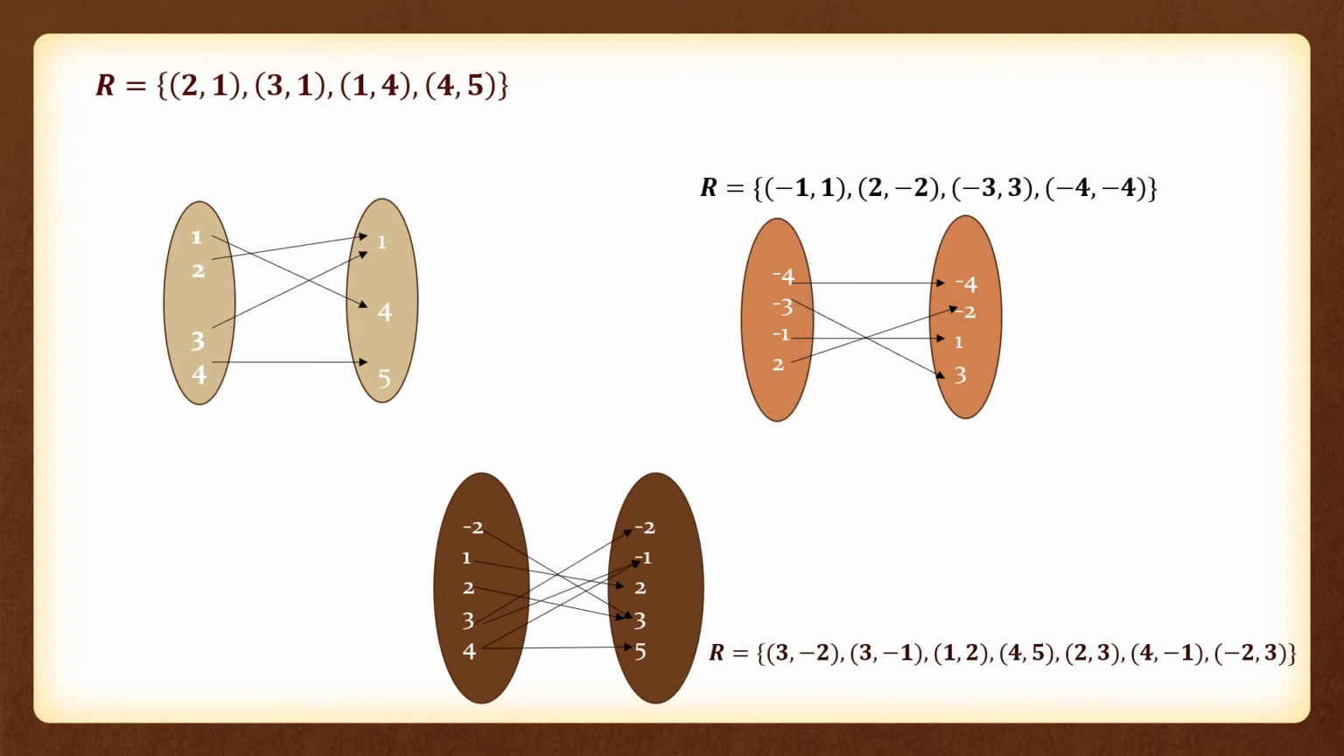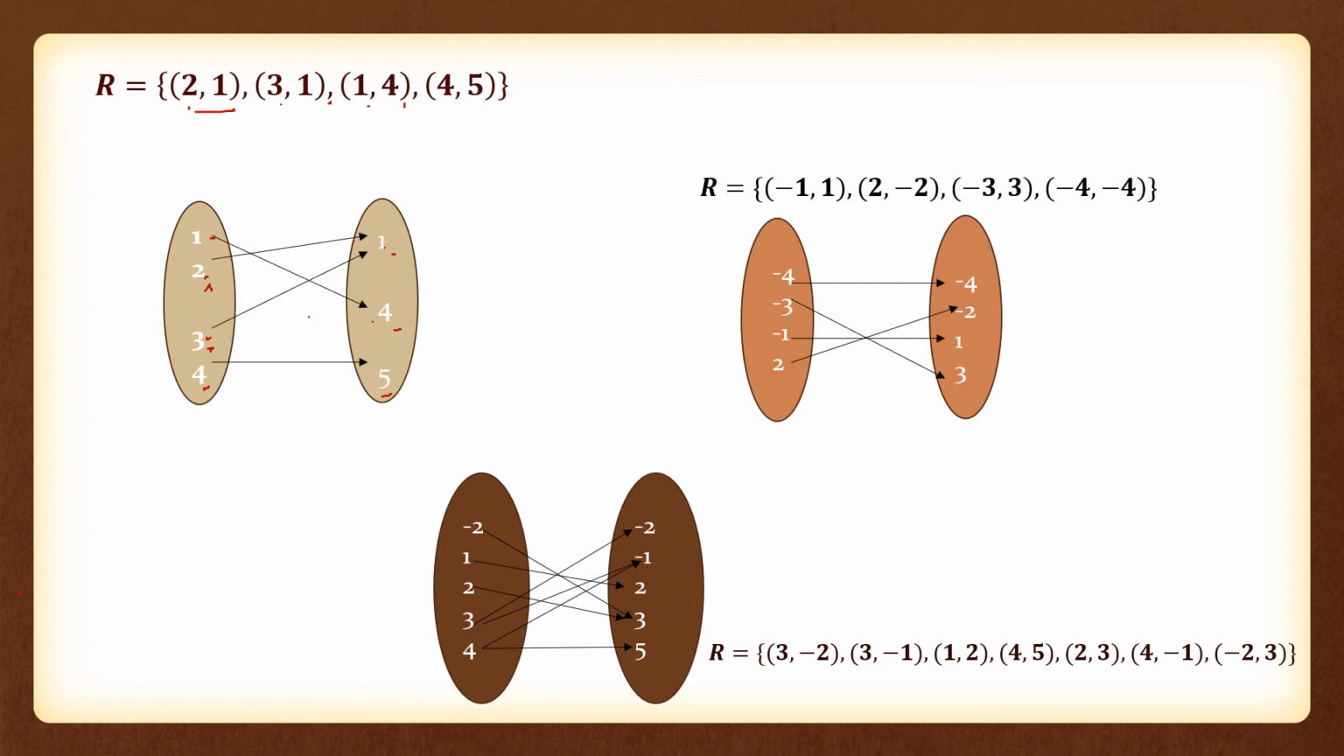Here, the arrow diagram is an easy representation. It is a picture and easy to understand. So 2 to 1, 3 to 1, 1 to 4, and 4 to 5. Here we can see that each element of the domain has different images. So it is a function.